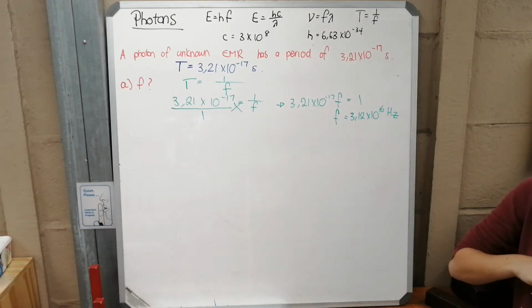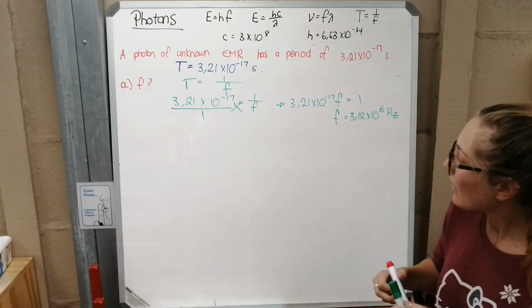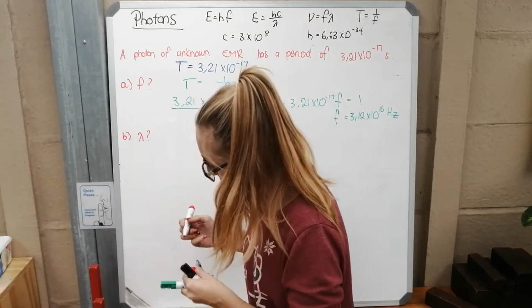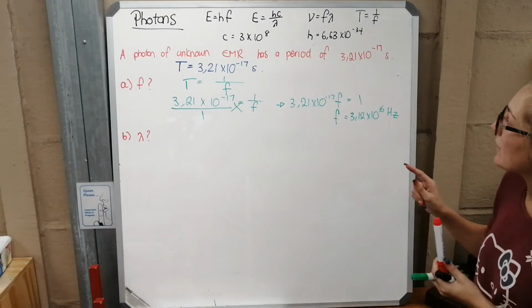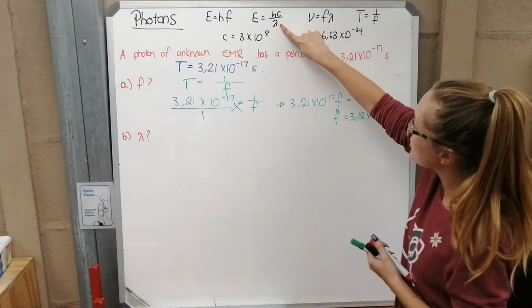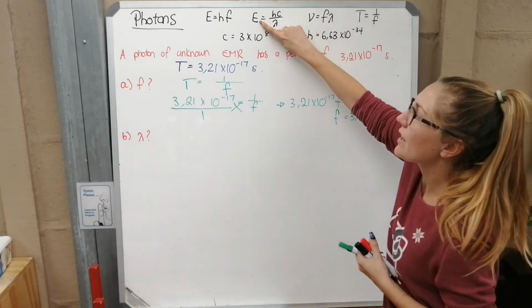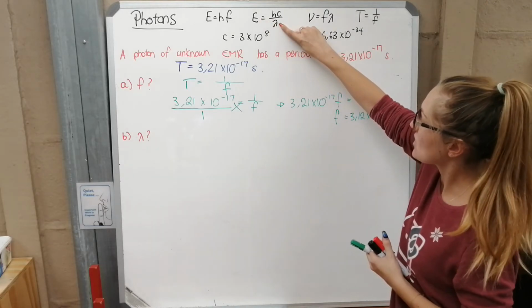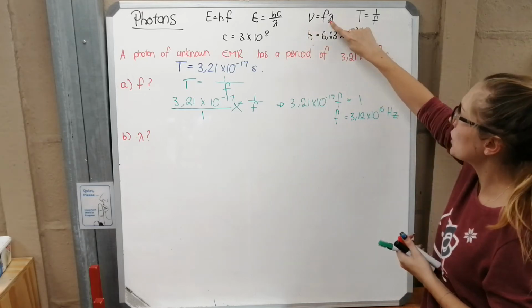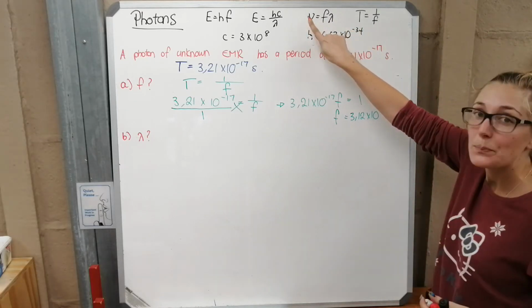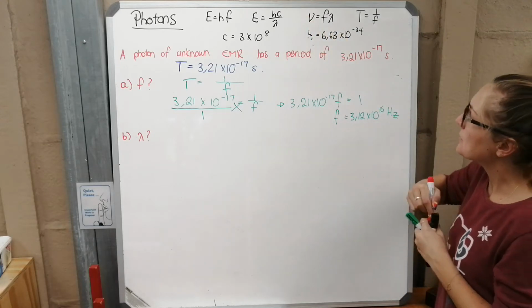Okay, then question B, they want the wavelength. So we want to pick a formula that has wavelength in it, so that's an option, but we don't know the energy, so we're not going to be able to use this equation to get lambda. That's one. Do we know frequency? Yeah, we just worked it out. Do we know the wave speed? Bit of a tricky one.